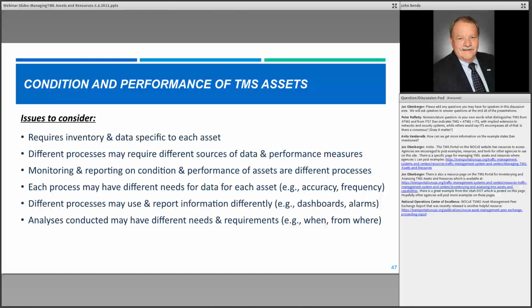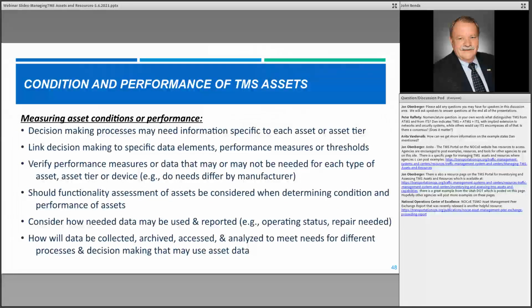And to make it more complicated, if you're reporting on the performance of your TMS system, that can be even more complex. So you need to make sure you clearly define what you're going to be monitoring, and whether it's going to be the condition or the performance of the asset, or whether it's performance of the overall system. Each process may have different needs for data, such as accuracy or frequency. You've heard that previously stated. Different processes may use and report information differently. So you've heard about dashboards, or you can have alarms in the case of an operational alert system. So you need to recognize that the process may use a different means of reporting. An analysis conducted may have different needs and requirements, such as when and from where.